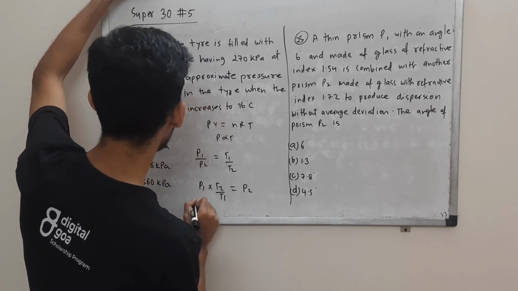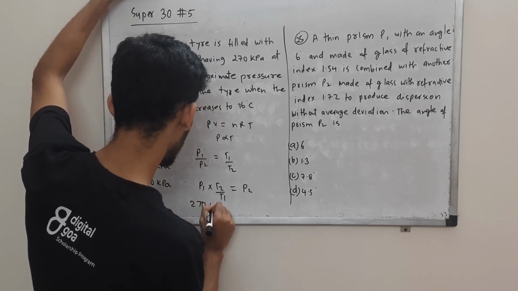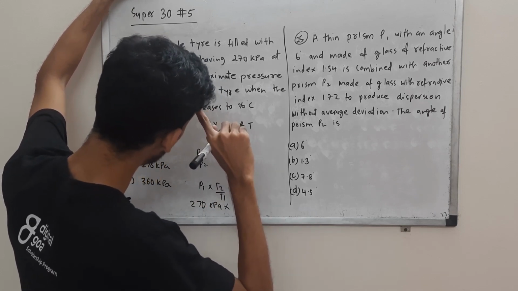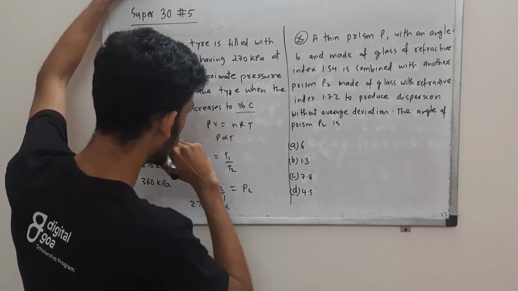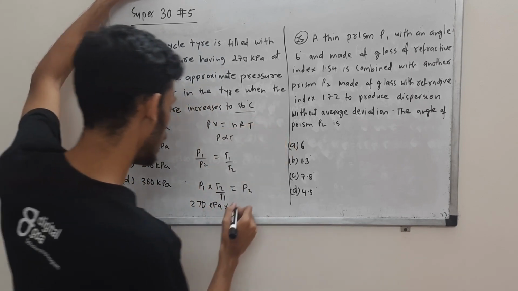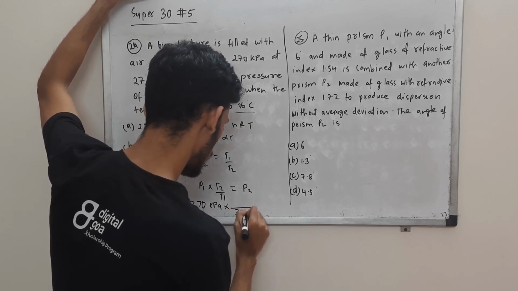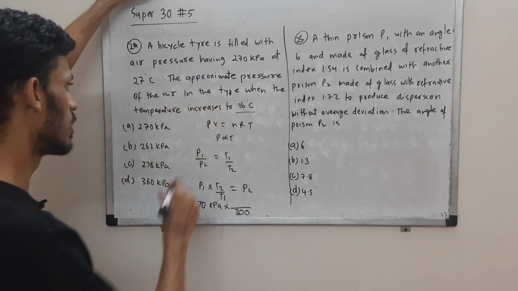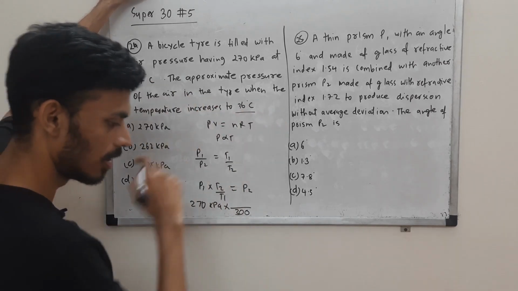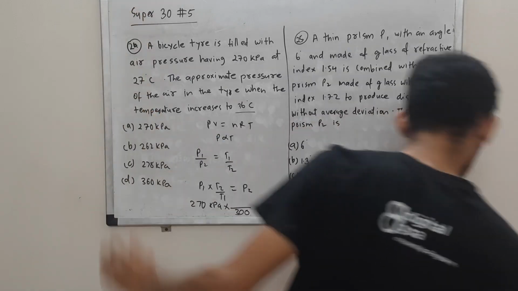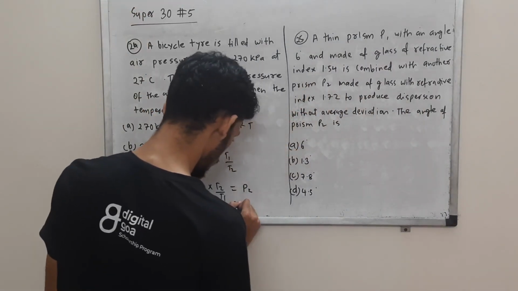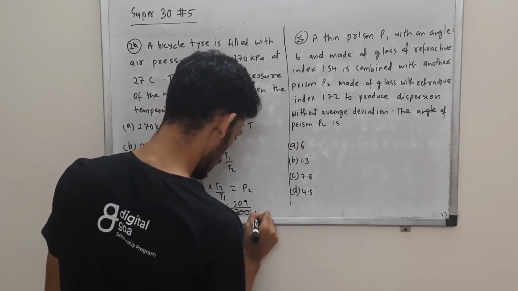So P1 is 270, and what is T2? Temperature in the first case 27 plus 273 is 300, which is T1, and T2 will be 36 plus 273. 3 and 6, 9, so 309. Okay, let me check the answer as well because it's a bit difficult to calculate. It's 309 and this is 300.